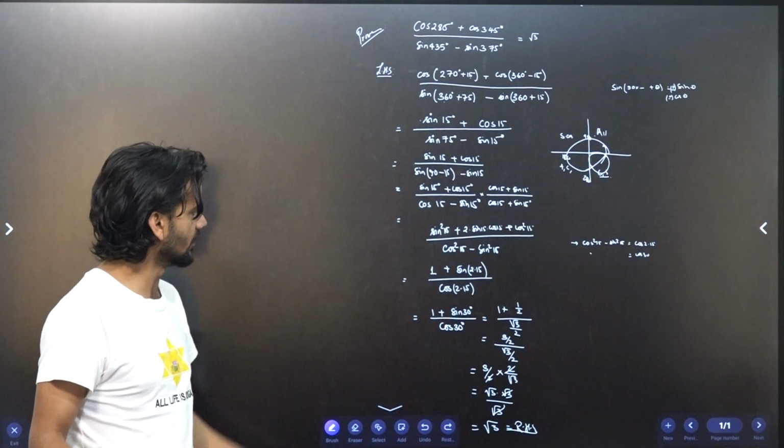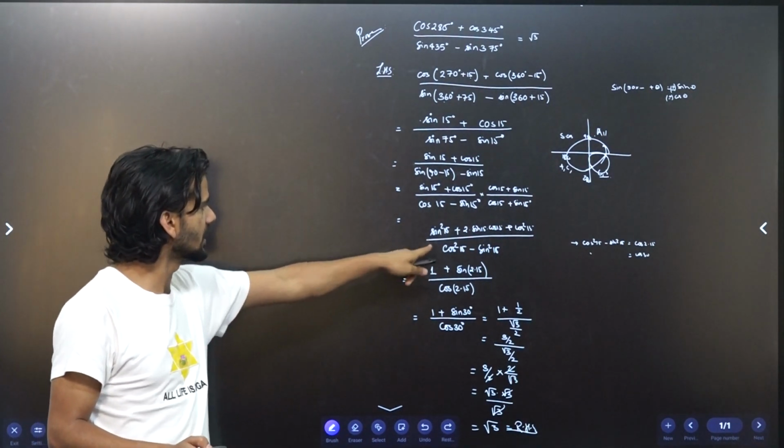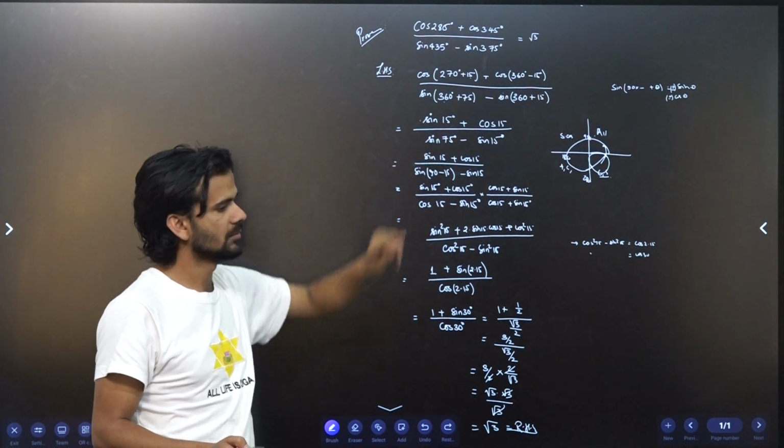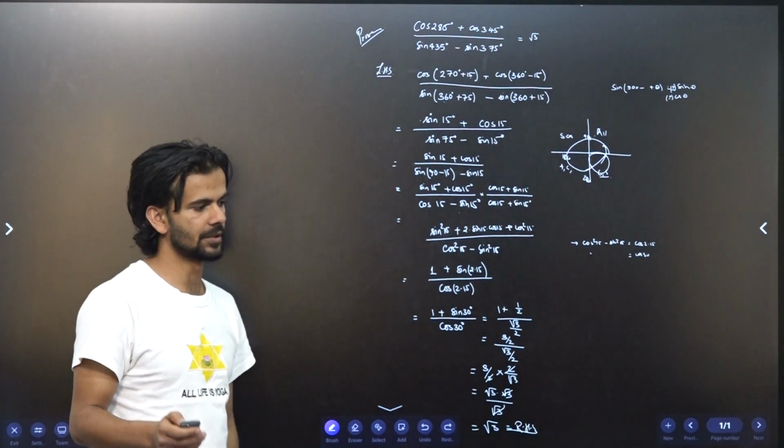That's a beautiful problem actually. It looks simple, but you need to use certain techniques here and here. This is the main point here. That's the main point, okay?